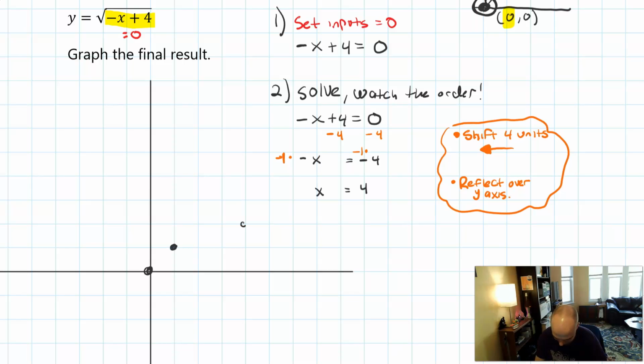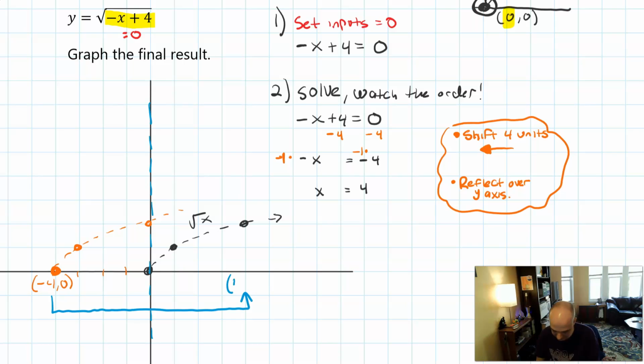I'll do 3 good points on the parent graph. So that's root x. Then I'm going to shift it over 4 units, 1, 2, 3, 4, and redraw the parent graph with the same relationship, so it would then look like this. Currently, this graph is at the point -4, 0. But now, I'm going to reflect over the y-axis. When I reflect over the y-axis, it becomes the line of mirror symmetry. And so where does -4, 0 go to? It's going to go to 4, 0.